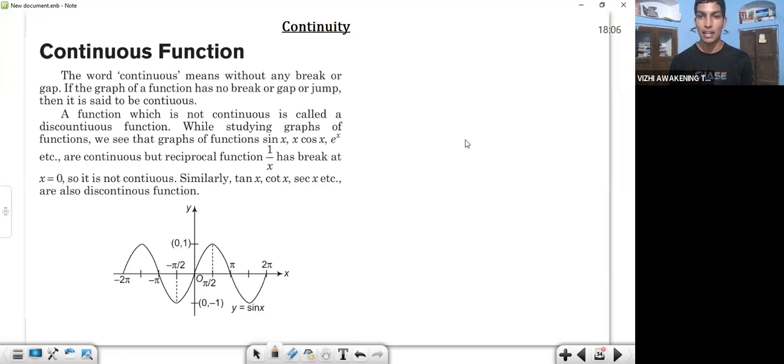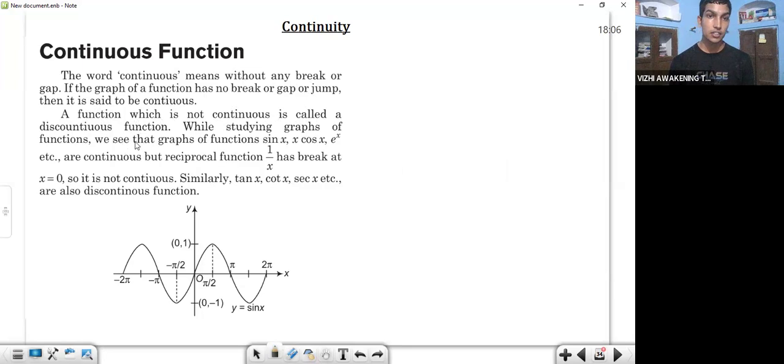Continuous is very simple. In layman language, we can think of it as the curve being continuous, whether we are concerned about a period or a point. Okay, so this is about continuity of a function. Let's refer to the bookish definition. The word continuous means without any break or gap. If the graph of a function has no break or gap or jump, then it is said to be continuous. A function which is not continuous is called a discontinuous function.